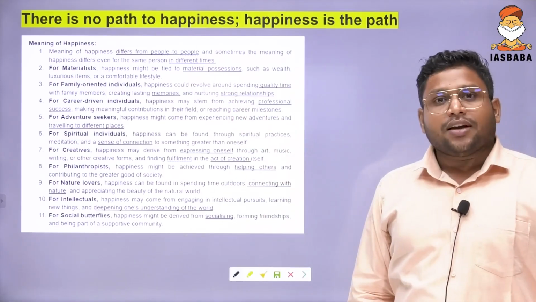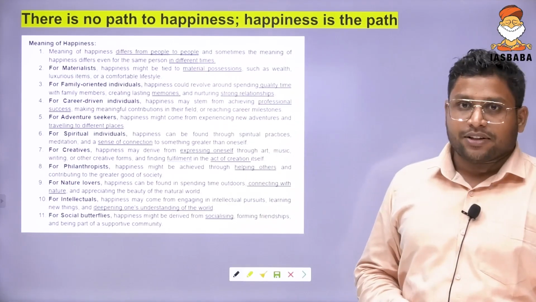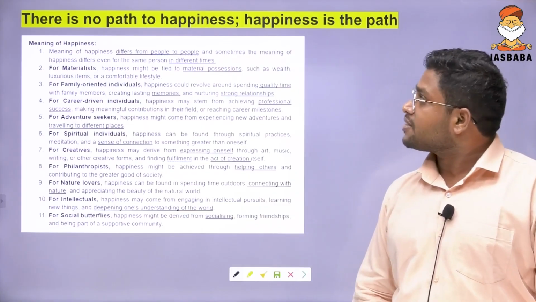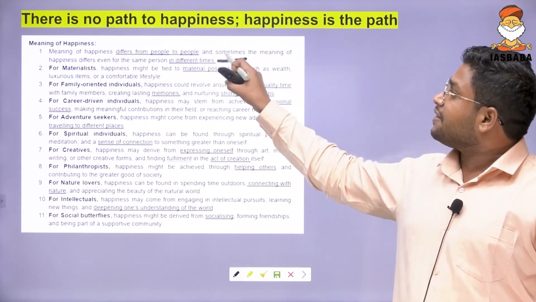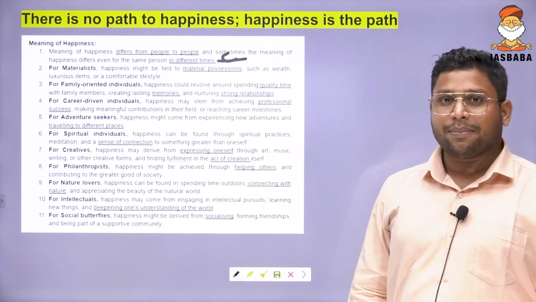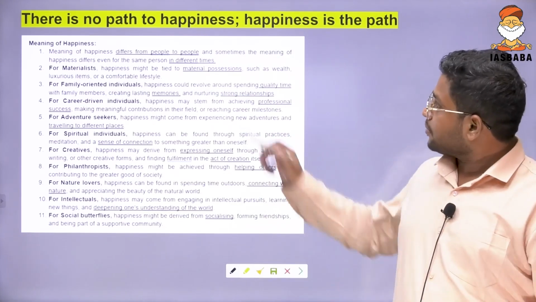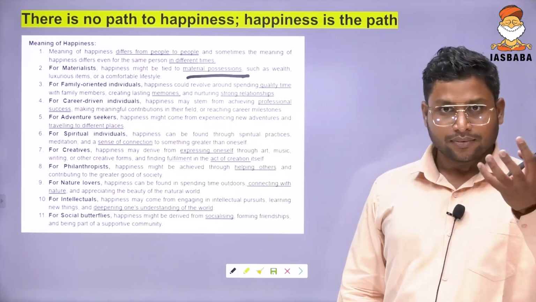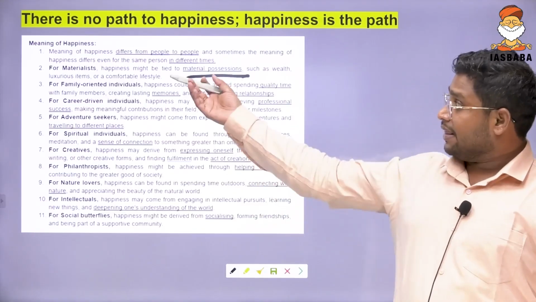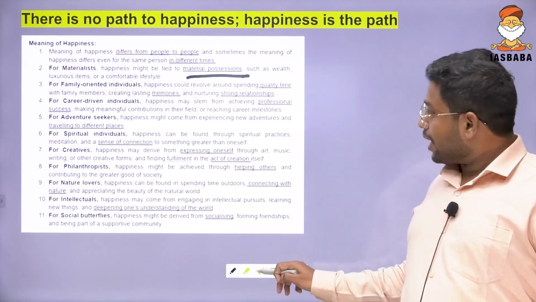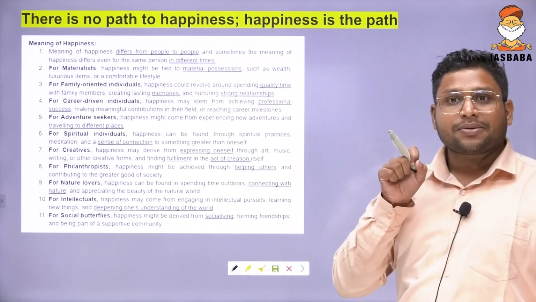The meaning of happiness actually is not the same for everyone. It differs from people to people, and sometimes the meaning of happiness differs even for the same person at different times. So for example, if you are a very materialistic person, what is happiness for you? You look at material possessions, wealth, money, luxurious items, comfortable items, all these things. You look at those things as happiness.